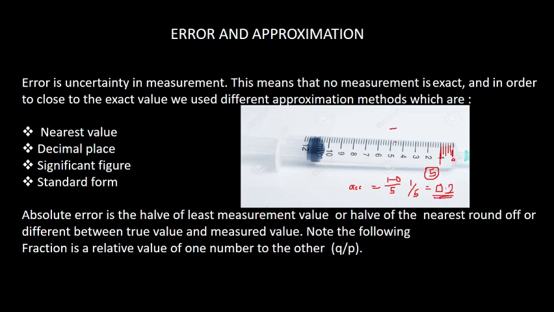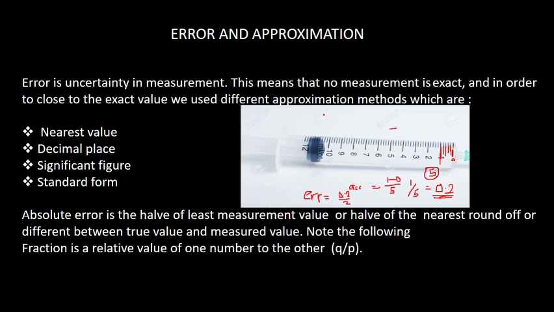To know the error that is likely to occur on this instrument, the error is equal to the value of each stroke divided by 2, which is 0.2 divided by 2. That is half of the value of each stroke. Are you getting me? That is the possible error that can occur on this particular syringe. And you know that this syringe measures liquid in ml, which is the volume of the liquid in it.